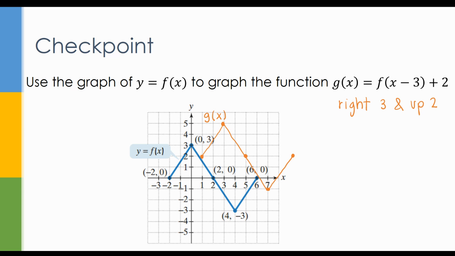Okay, so hopefully you should have gotten something like this. Obviously, my graph kind of went off a little bit on the right, but because I have x minus 3 in parentheses, that tells me that I'm going to the right 3. Because I'm adding 2 outside of the parentheses, I'm moving up 2.